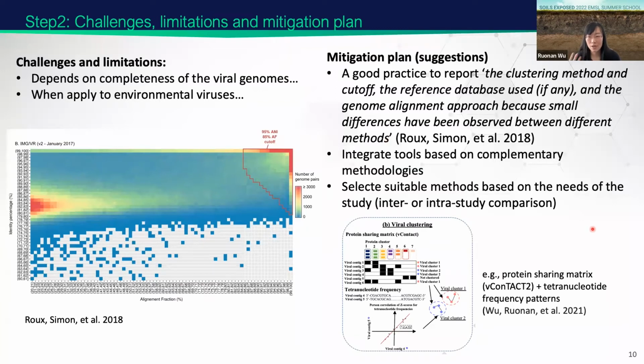It is also good to integrate different tools with complementary methods. For example, we previously integrated the protein sharing matrix and the tetranucleotide frequency patterns to cluster viral sequences identified from soil metagenome assemblies. One more suggestion is that we should select suitable methods based on the needs of your own study. For example, if you want to compare results with other studies, then applying the same method is critical. And if you want to merely compare samples within your own study, then it is more important to apply a consistent method or criteria that fit your own data.